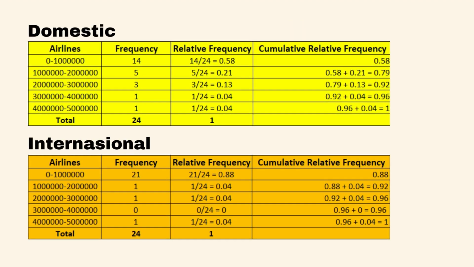This slide shows the analysis of the relative frequency and cumulative frequency for each of the domestic and international airlines. To find the relative frequency, we divide the frequency by the total number of data values, which means adding all of the previous relative frequencies to the relative frequency for the current row.